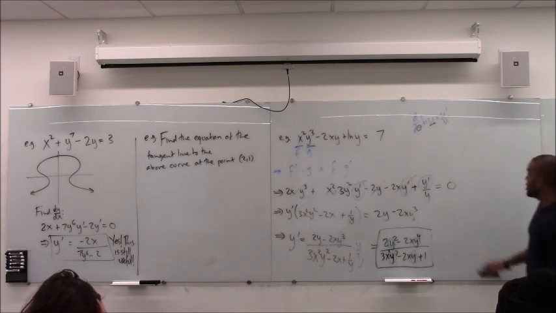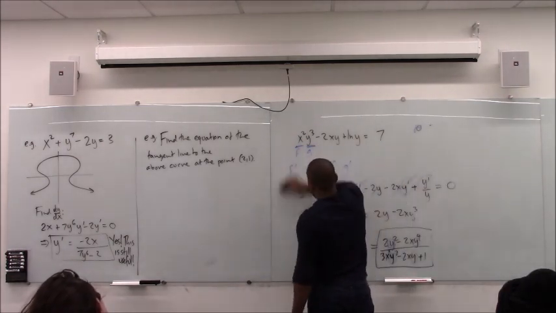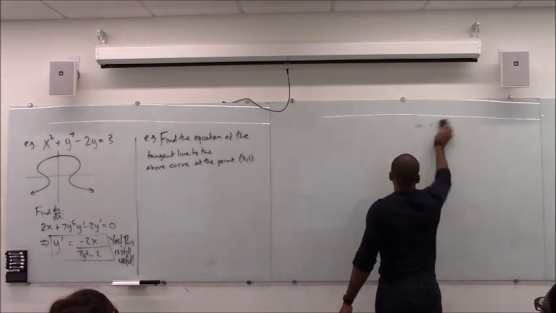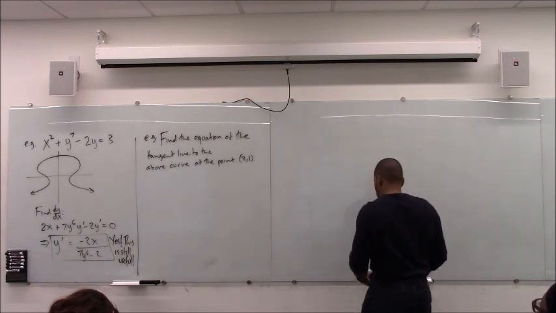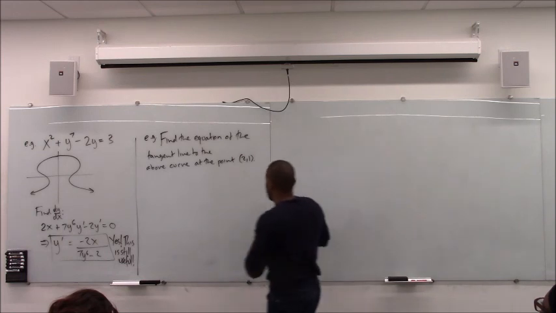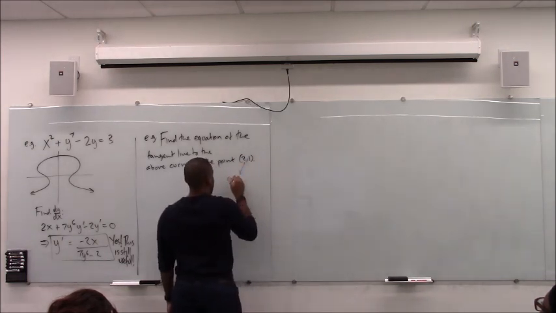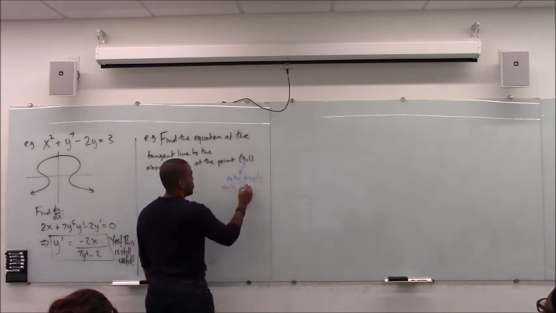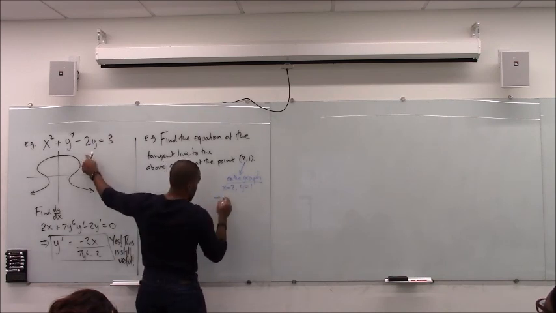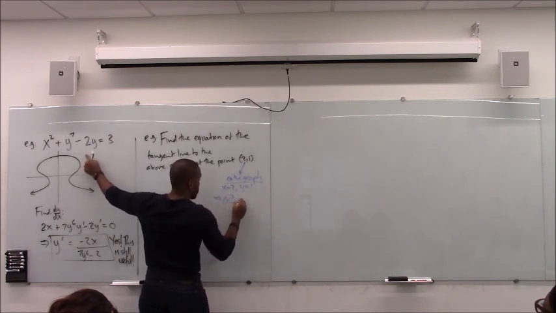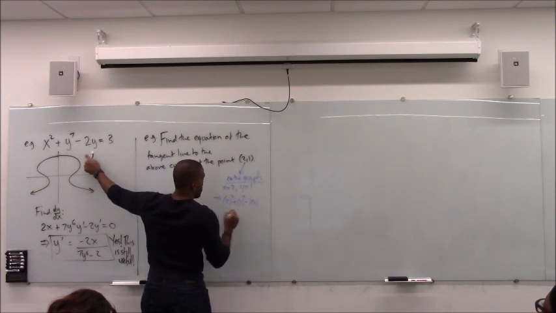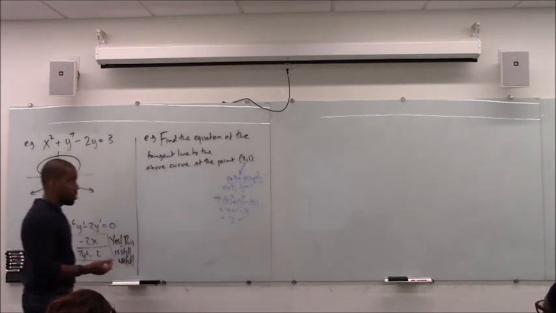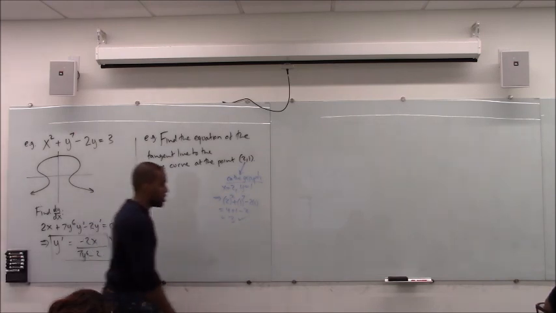Now, the first thing you want to notice here is that 2, 1 is actually on that curve. It's on the graph. You know this is on the graph because if I plug in x equals 2 and y equals 1, I would have 2 squared plus 1 to the 7th minus 2 times 1. That's going to be 4 plus 1 minus 2, which is 3. So I know that that coordinate is actually on this graph. It's somewhere up here.